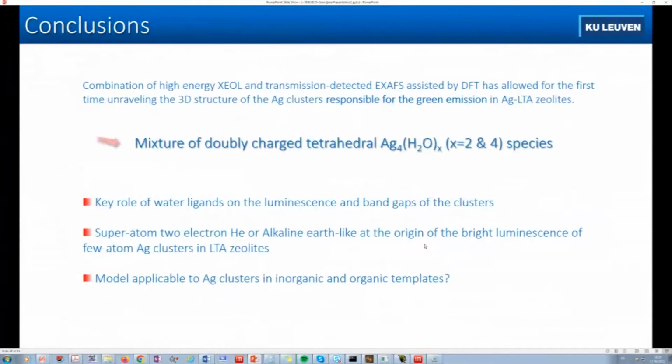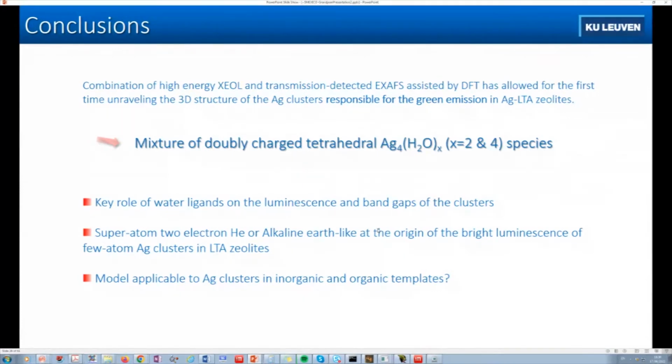So in conclusion of this part, because we used this combination of techniques, I think we were able to really unravel the origin of this luminescence. This was very important to understand where it was coming from. And we saw it was a mixture of doubly charged tetrahedral Ag4 species. We could even see that the water had a key role in the luminescence and the band gap. And the super atom, I think, is a very interesting feature of this cluster.